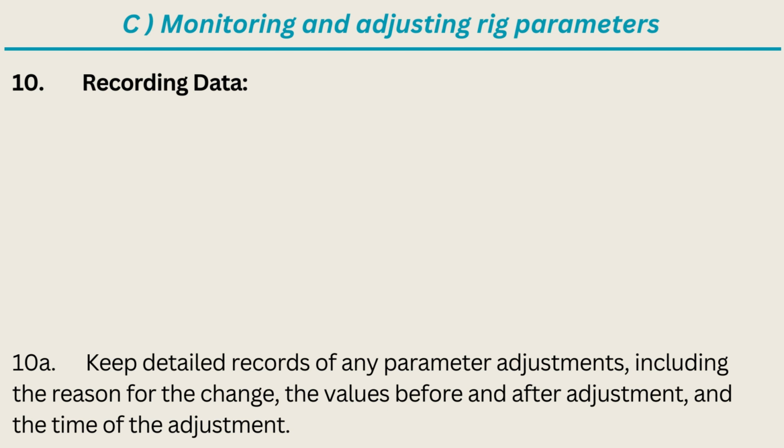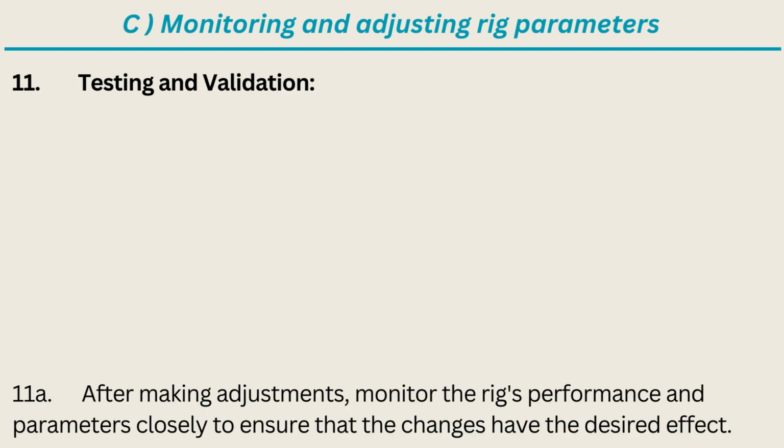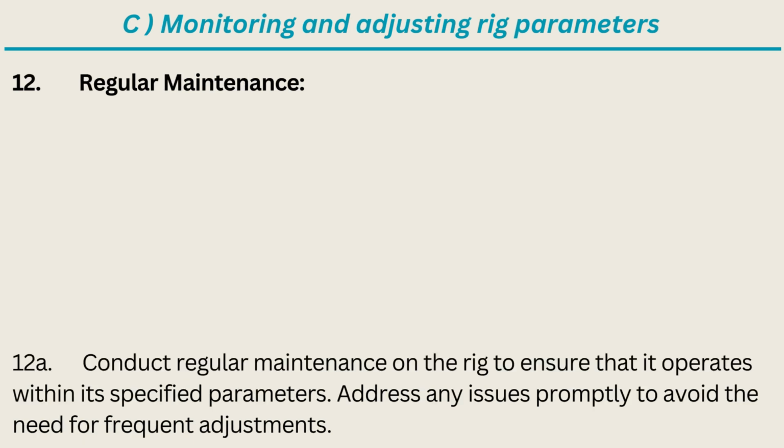10. Recording data. 10A. Keep detailed records of any parameter adjustments, including the reason for the change, the values before and after adjustment, and the time of the adjustment. 11. Testing and validation. 11A. After making adjustments, monitor the rig's performance and parameters closely to ensure that the changes have the desired effect. 12. Regular maintenance.